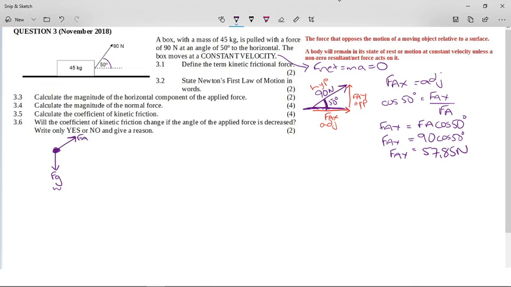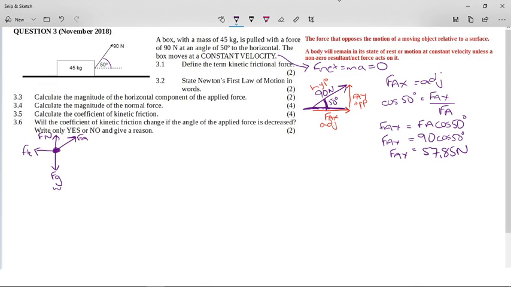The box is on a horizontal surface. The moment we have a horizontal surface, we have the normal force Fn or just N, and because we have friction, we must draw in the friction. Remember, friction opposes motion, so the box is moving to the right, friction is moving to the left, and because the box is moving, it will be kinetic friction.